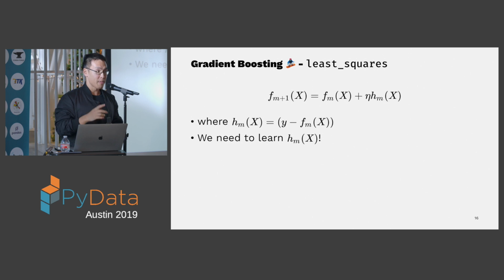I promise this is the last math equation I'm going to put on the slide, because it's the end of the day, deliberately. So in this case, for least squares, h of m is going to be the negative gradient. And if you look closely at h of m of x, we're solving a subproblem. We want to find h of m such that it maps from x to y minus the previous prediction. So now we're solving a subproblem iteratively. So how do you solve h of m? How do you get h of m?